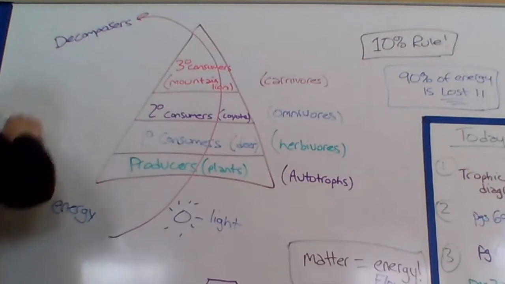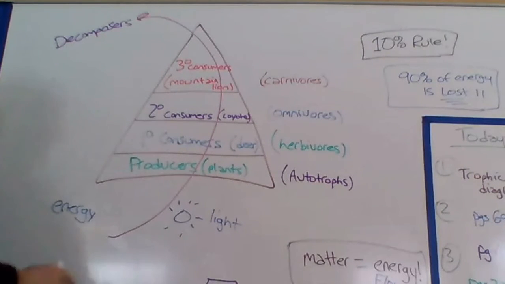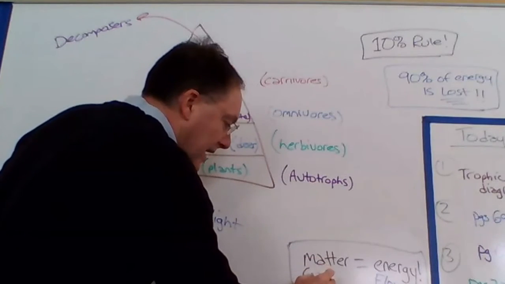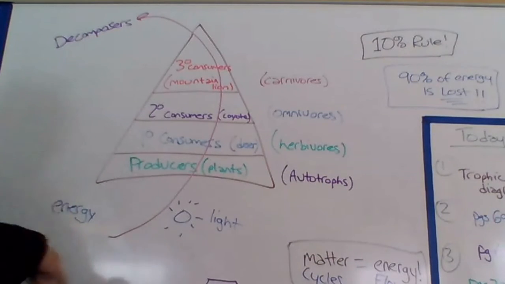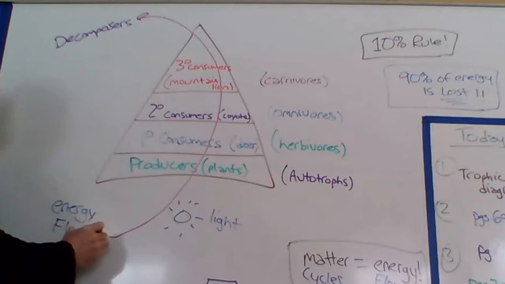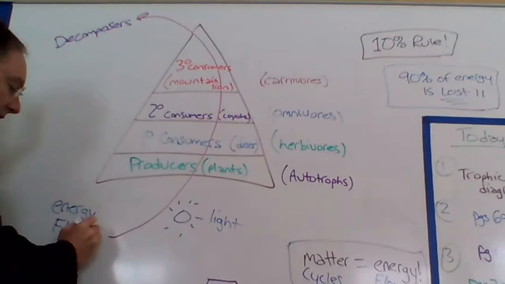But what I don't want you to be confused by is that it's not a cycle, because matter is a thing that cycles. Gosh, I thought I had this down. Matter recycles and energy flows. So this is fine. You can just write energy flows. It flows from the bottom to the top. You need a constant new supply of energy.